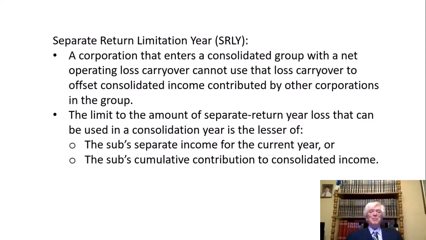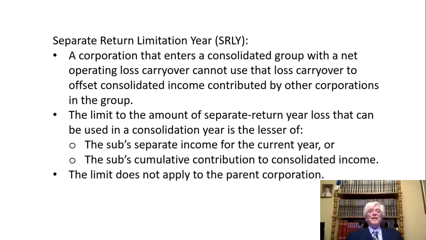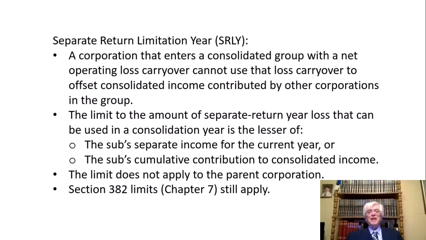That's a bit complicated, but there's a nice example that they give in the book, so we will go through that example in just a bit. One thing you need to know is that limit does not apply to the parent corporation. So the parent is not subject to this, but a subsidiary coming in with a net operating loss will be subject to this limit. And also, don't forget the Section 382 limits that we learned about in Chapter 7.